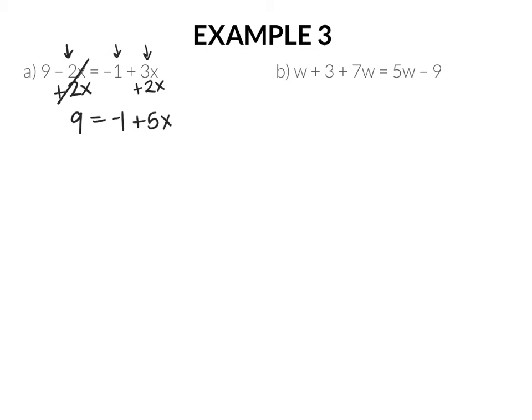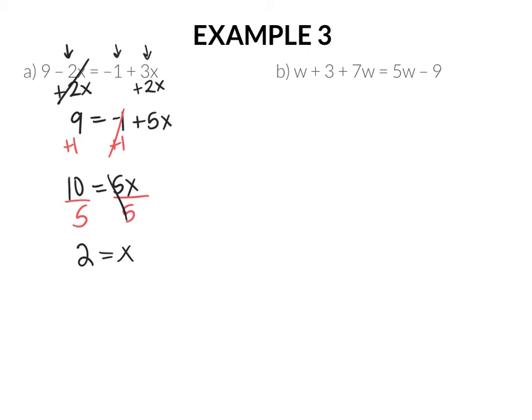This is starting to look like equations we're used to. I have numbers on one side and a variable on the other. My next step is going to be to add 1 to both sides, leaving me with 10 equaling 5x. And one-step equation left, x is equal to 2. Hopefully you were able to at least follow along, even if you're not quite sure that you're able to do it for yourself. Let's look at b together.